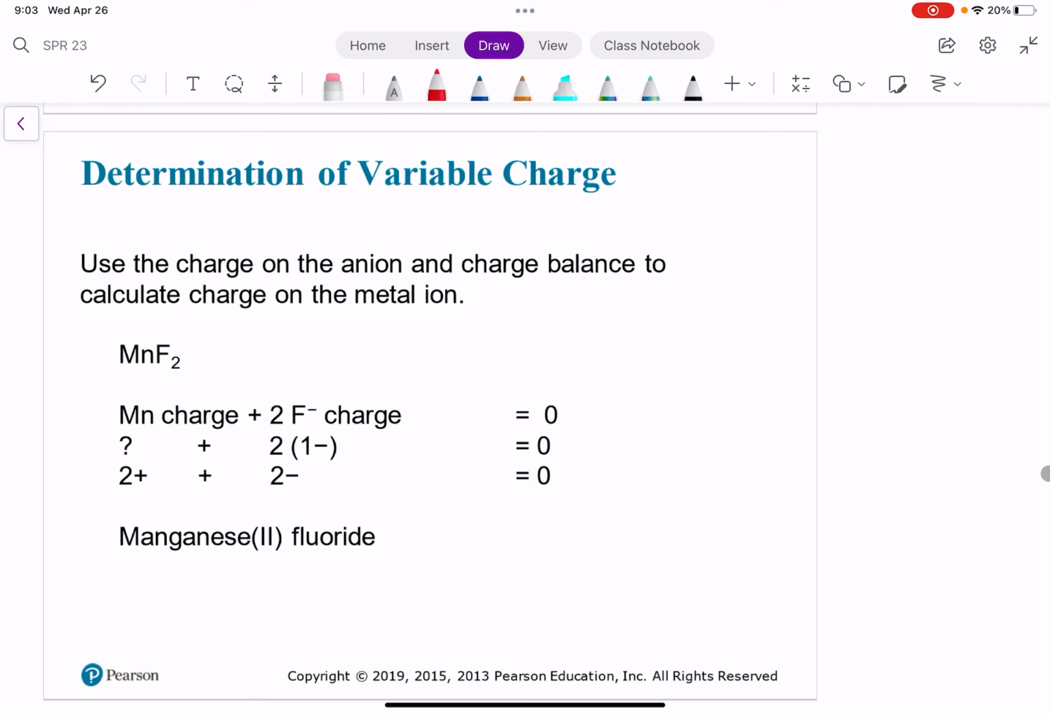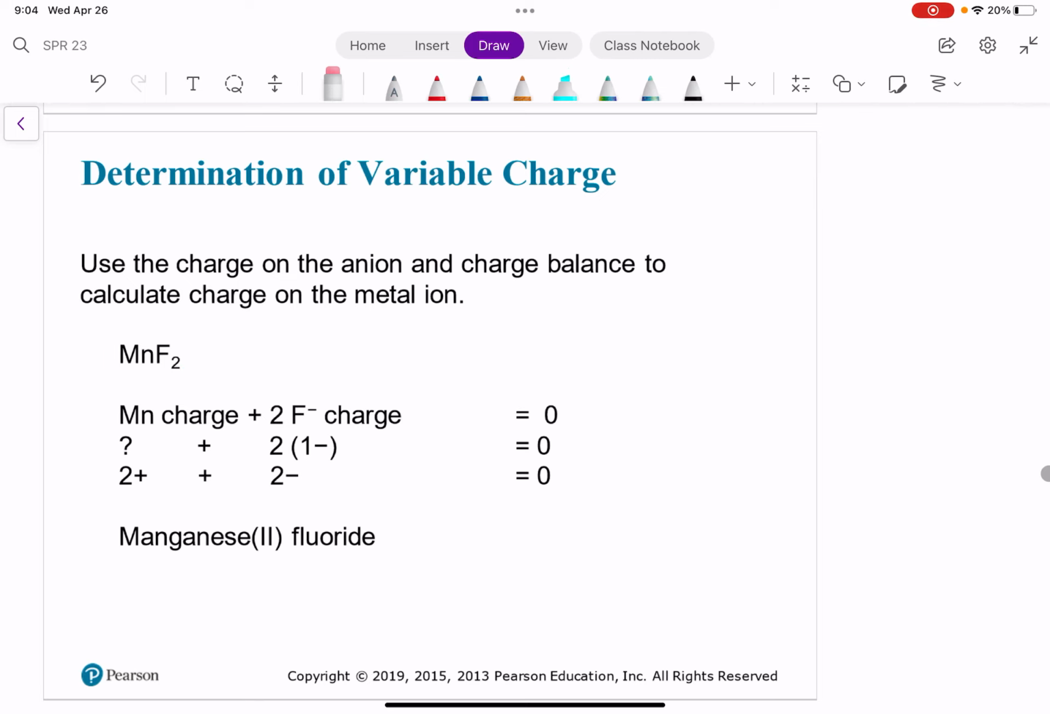So what we can do is kind of do some puzzle solving. If we have 2 of these fluorines, and they have a 1- charge each, our total charge on that side of the compound is 2-. So what does the charge on Mn, on manganese, have to be if we have a 2- charge on this side? Yeah, it has to be 2+, right? Those two things need to cancel out because remember, this entire thing is neutral.